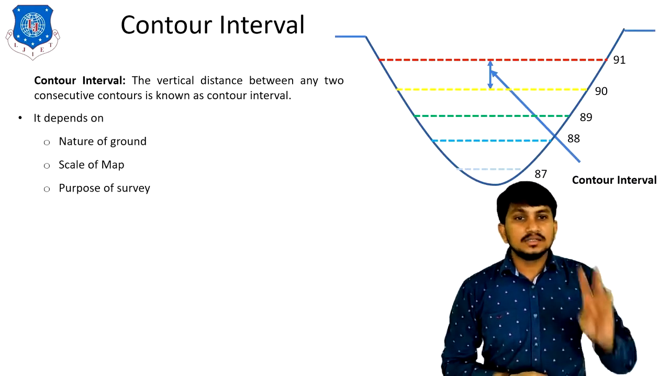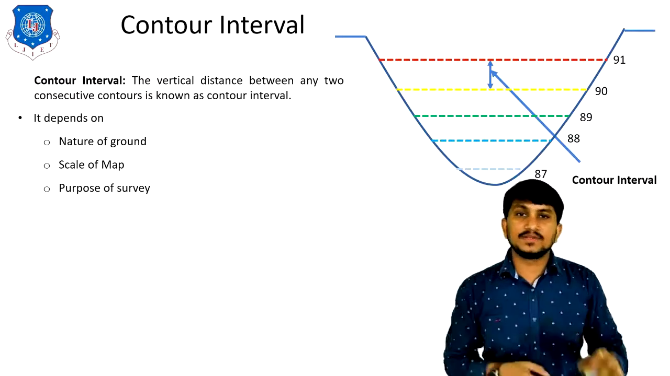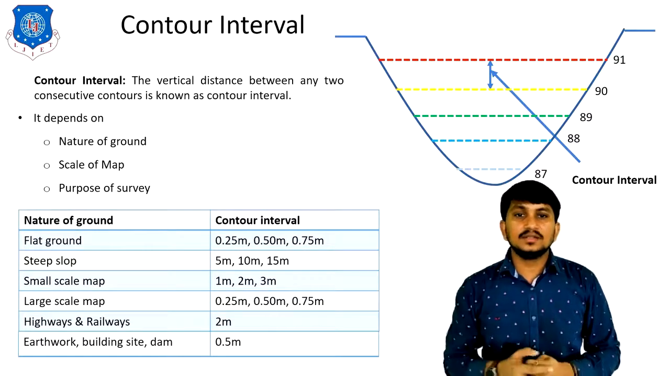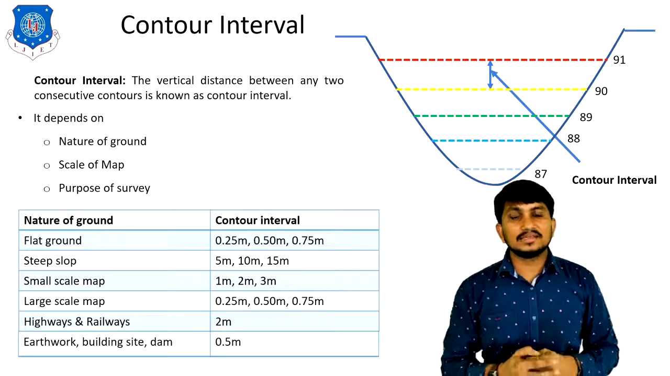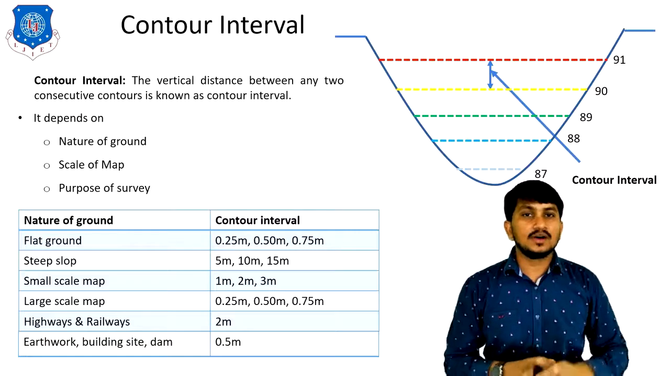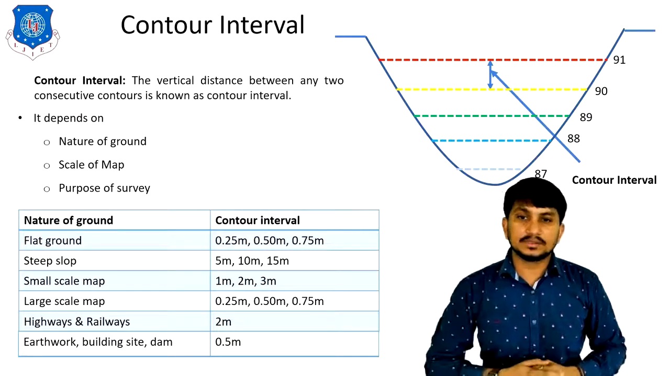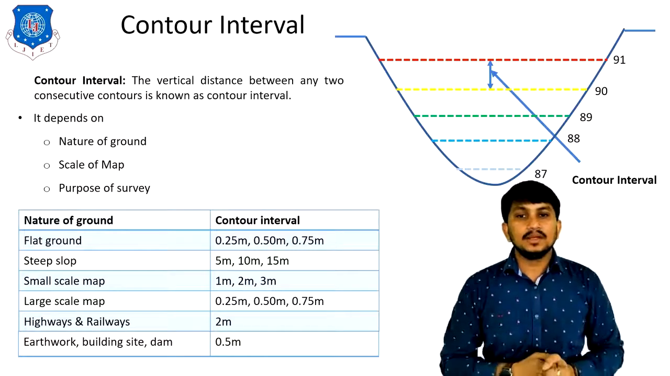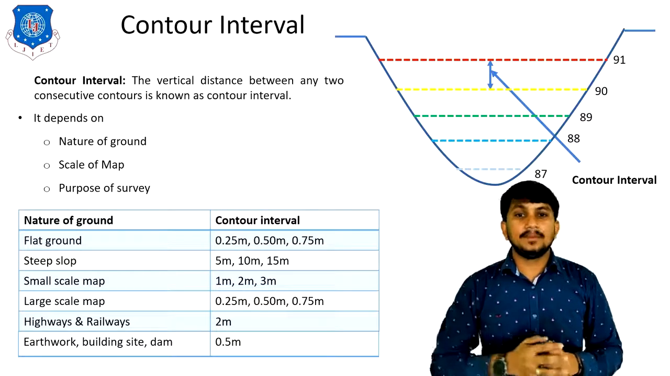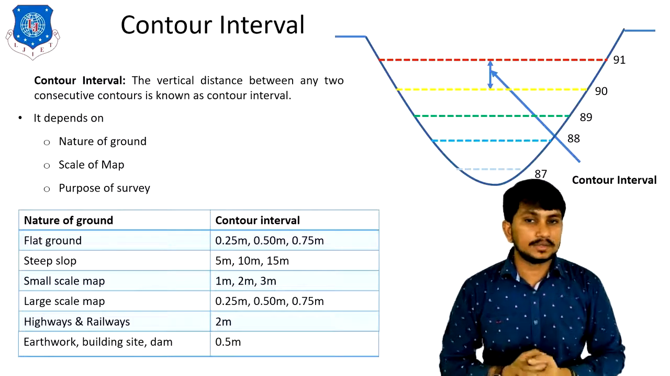It depends on three factors: nature of the ground, scale of the map, and purpose of the survey. If the nature of the ground is flat, the contour interval should be selected as 0.25 meter, 0.50 meter, or 0.75 meter. For steep slope, the contour interval should be around 5 meter, 10 meter, or 15 meter. For a small scale map, it can be 1 meter, 2 meter, or 3 meter. In a large scale map, it should be around 0.25 meter, 0.5 meter, or 0.75 meter.